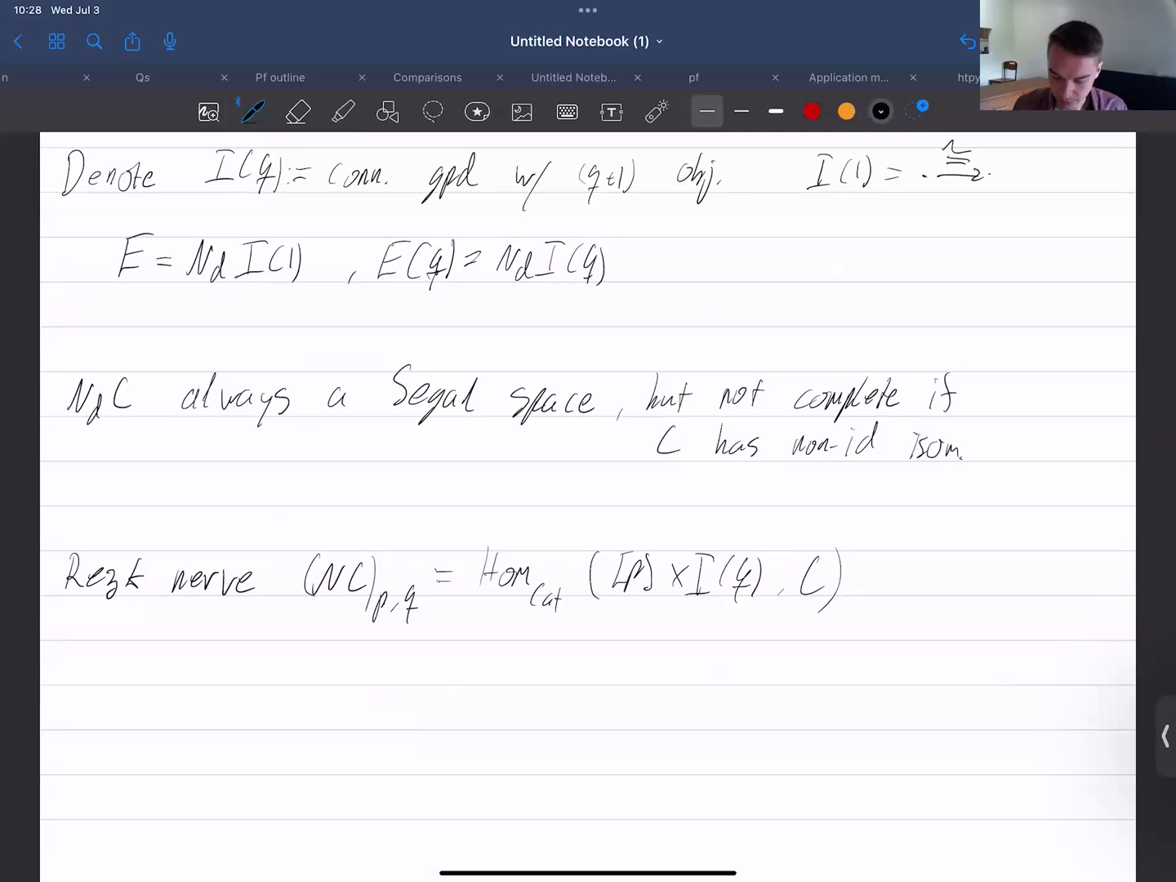Now, another name for this Rezk nerve is the classifying diagram, and if you've read his original paper on complete Segal spaces, it's expressed slightly differently. There, it's described as the nerve taking isomorphisms in the mapping category from the P simplex to C, and then evaluating this at degree Q. You might be more familiar with that description.